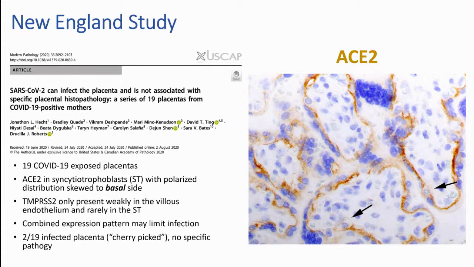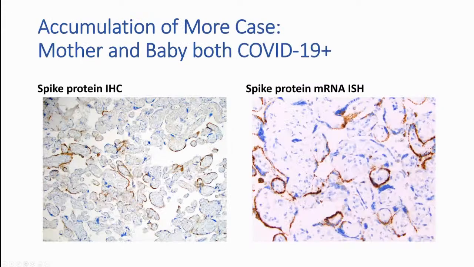And 2 out of 19 placentas that we had, and they were cherry picked because they were positive, one of them came from the New York area, were infected, demonstrating that infection was positive. But we didn't find any specific pathology. But since then more cases have been accumulated and they're sprinkled all over the place. This is a case I saw over the last few weeks of mother and baby in Maine, both were COVID positive.